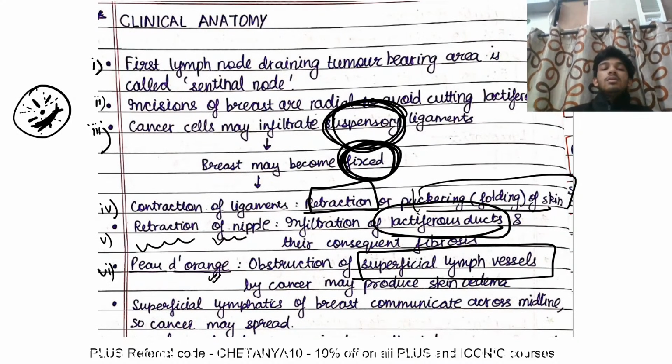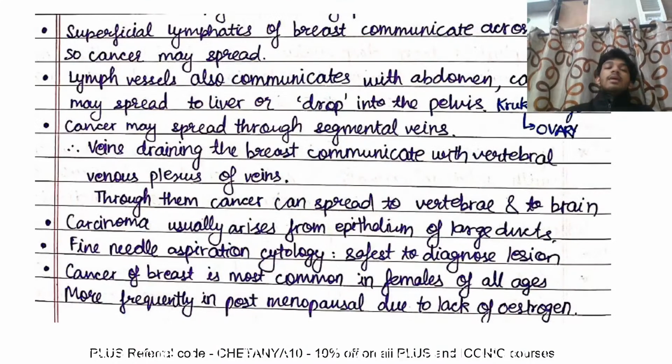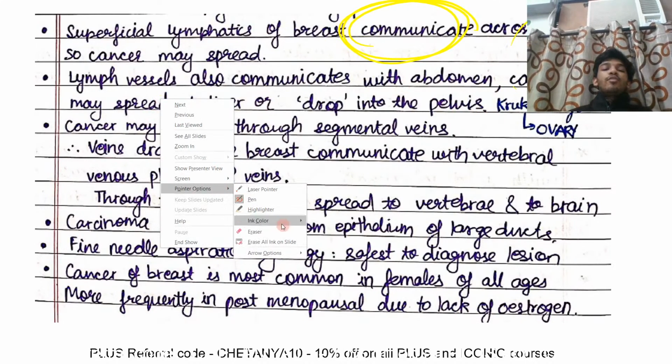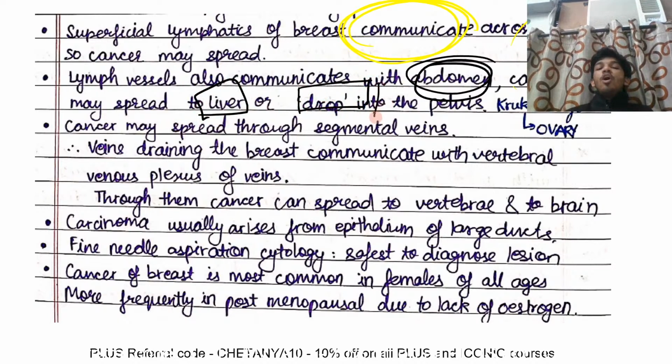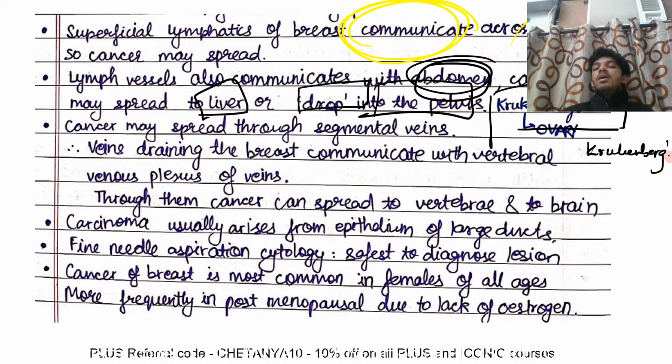I also have a photograph in the lecture I prepared for clinical anatomy. I told you that the superficial lymphatics communicate across the midline, so cancer may spread from one breast to another. That's another point to keep in mind. Besides that, lymph vessels communicate with the abdomen, so cancer cells may spread to the liver or drop into the pelvis. If they drop into the pelvis, that is known as Krukenberg's tumor, a tumor of the ovary. It's basically due to metastasis of the breast tumor to the ovary.